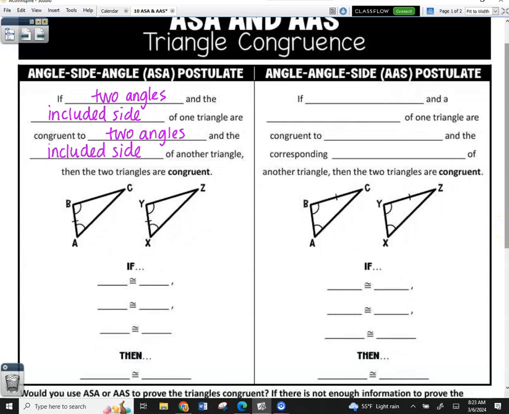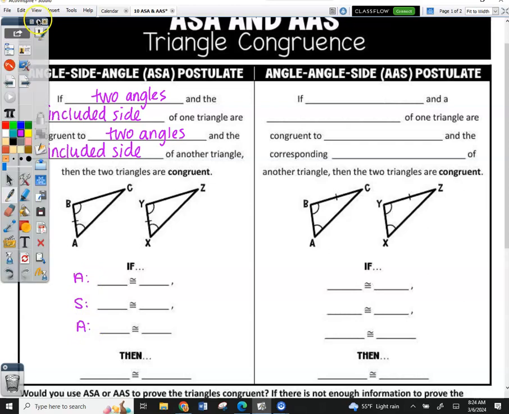All right, so we've written the definition. Now what we're going to do is go to the picture, and we're going to look at how we know when we're dealing with angle, side, angle. Here's where your highlighter comes in handy. We're going to list these. If you did the Delta Math, you noticed the widget wanted you to list the congruent parts in the order of the shortcut. So we're going to list an angle, a side, and an angle as our congruent parts here. Take your highlighter and highlight the side that's congruent.